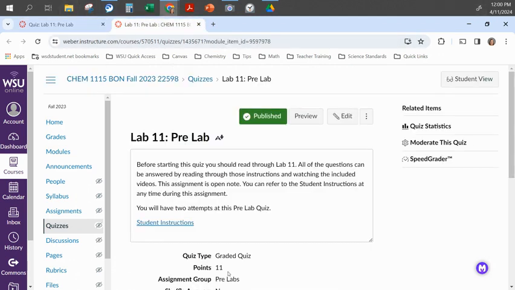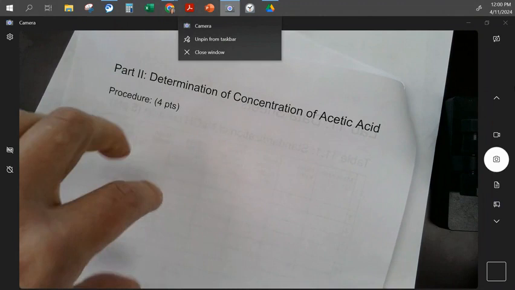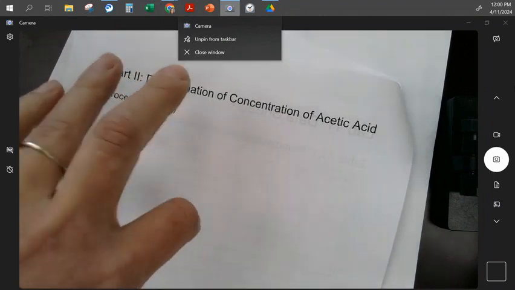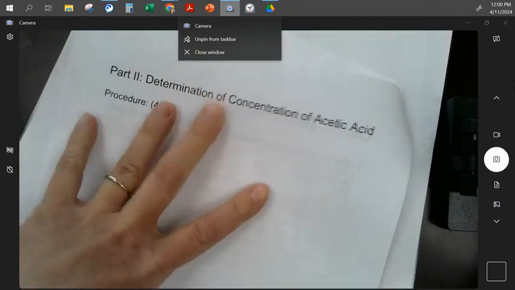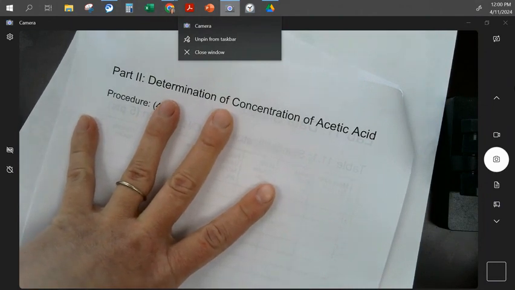So what I want you to do right now is come up with your procedure. You're going to write that here. Write your procedure for the second type of titration that you're going to do, the acetic acid titration. So I want you to write this out. What are you going to do? How are you going to dilute the vinegar? I would use lab 13 from this lab book as a guide.